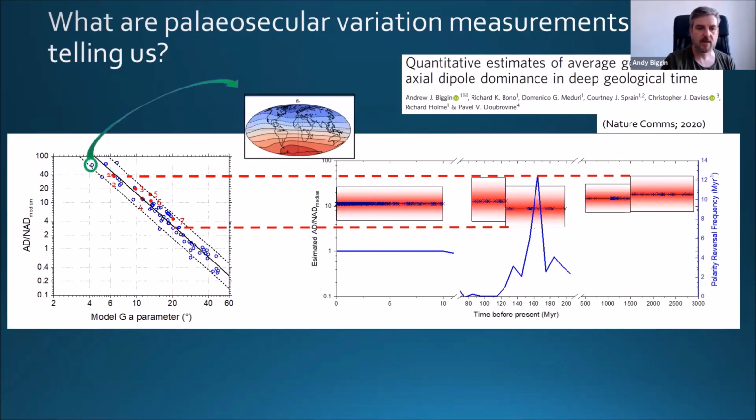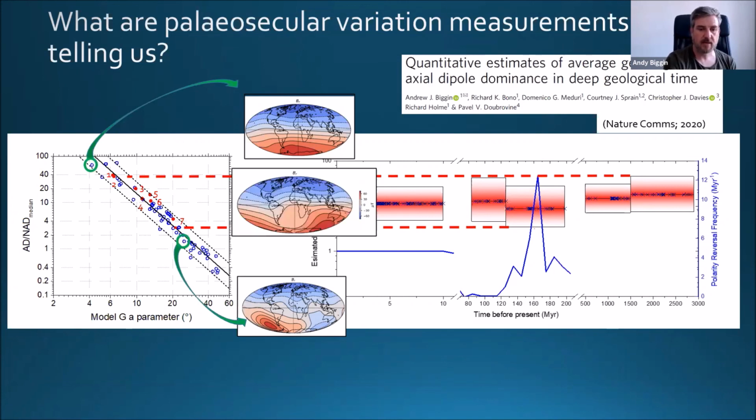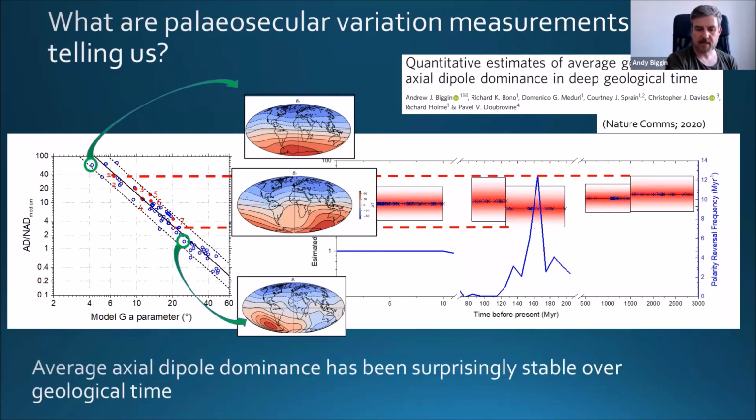It's saying that the field doesn't often look like this, very dipolar, and it doesn't often look like this, very non-dipolar. In fact, if you take the middle of this region into which these estimates fall, then you have something very similar to today's Earth field. Right? This is IGRF 2015 with AD over AD median of about 10. So it looks like average axial dipole dominance has been surprisingly stable over geological time, but with some caveats to that.